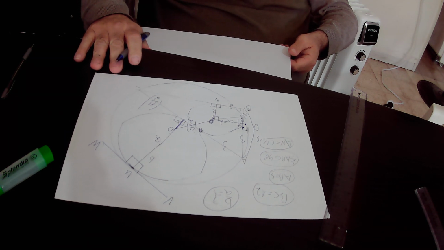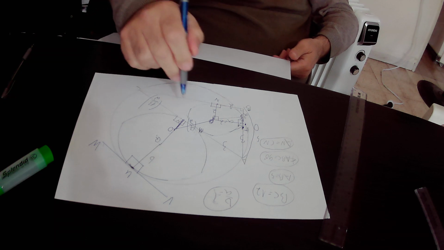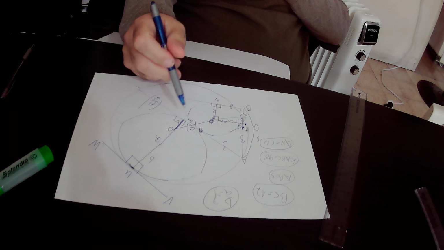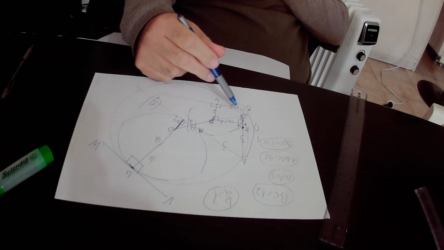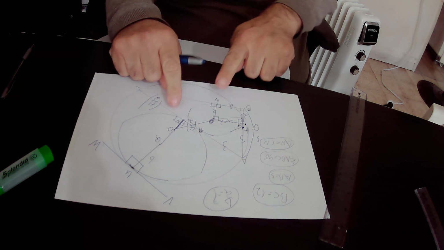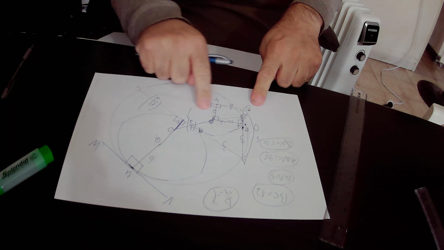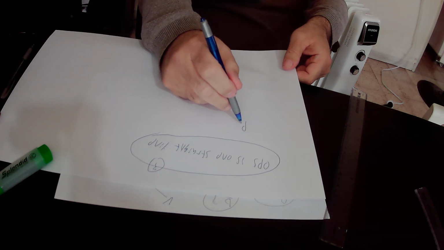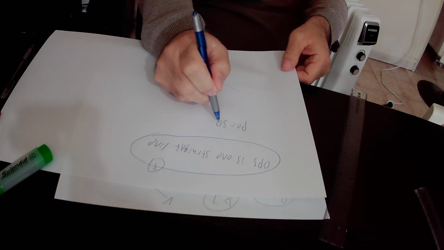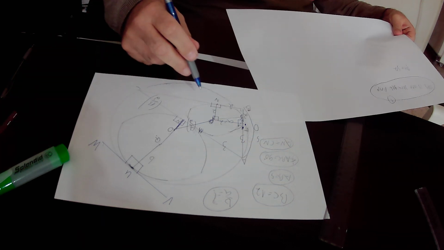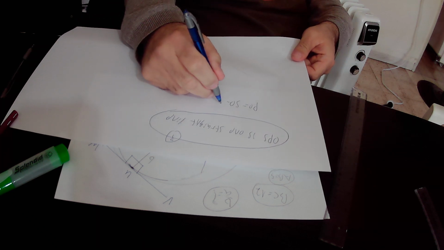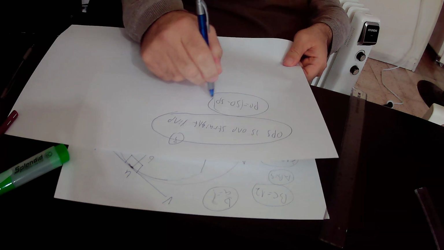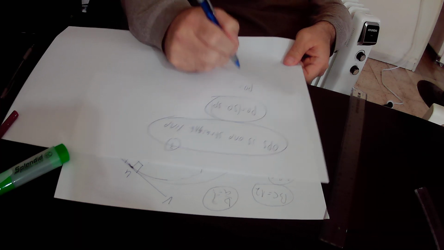And therefore, we can derive from the fact that OPS is one straight line that PO equals SO minus SP. I'll write it down. PO equals SO minus SP.